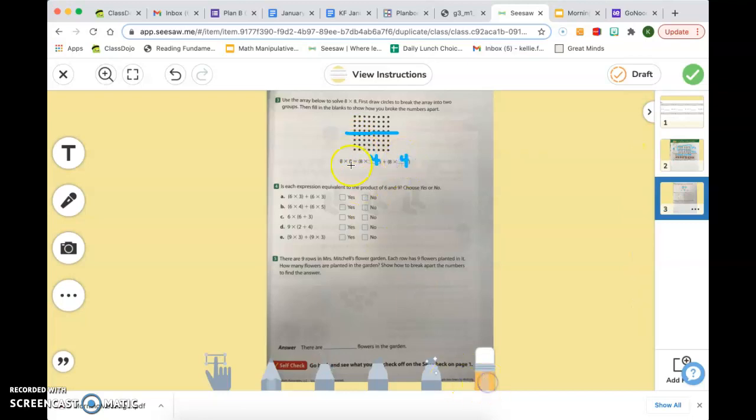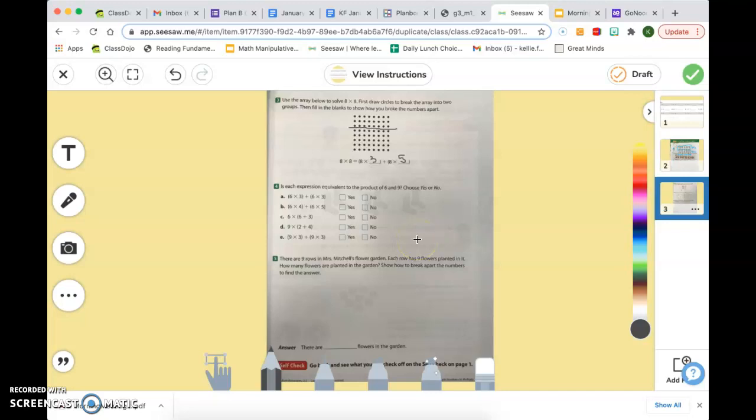Now I could have broken it apart somewhere else. Let's do it here. I could have broken it apart here, and then my numbers would have been 8 times 3 groups and 8 times 1, 2, 3, 4, 5 groups.